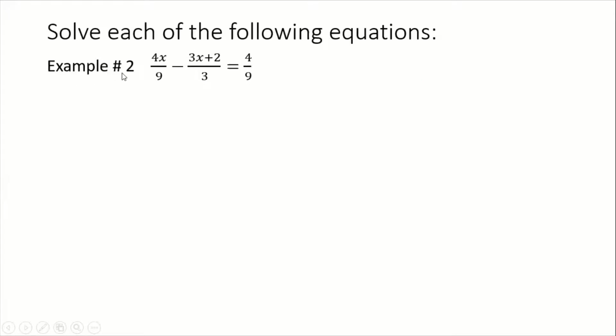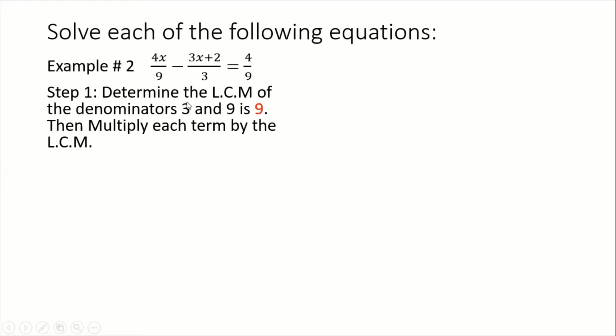So example 2, we're given 4x over 9 minus 3x plus 2 over 3 equal 4 over 9. At this stage, what are you going to do? You're simply going to determine the lowest common multiple for the denominators that is given in the original problem. When you determine the lowest common multiple, you are going to use it to multiply each term.